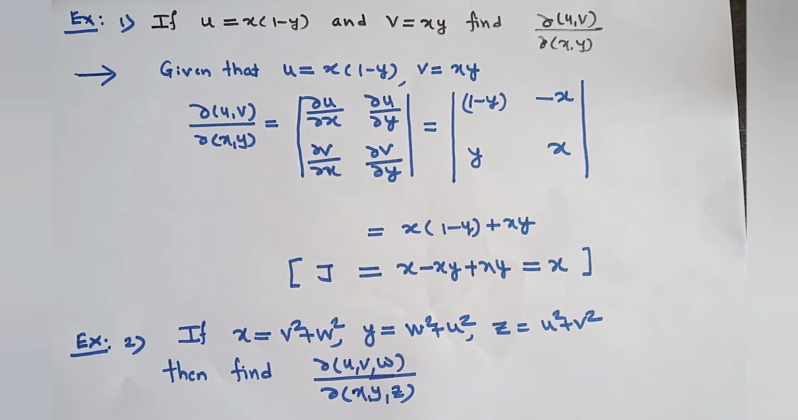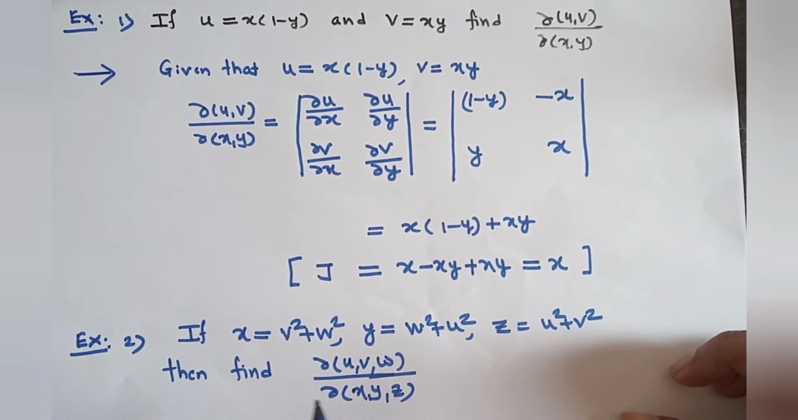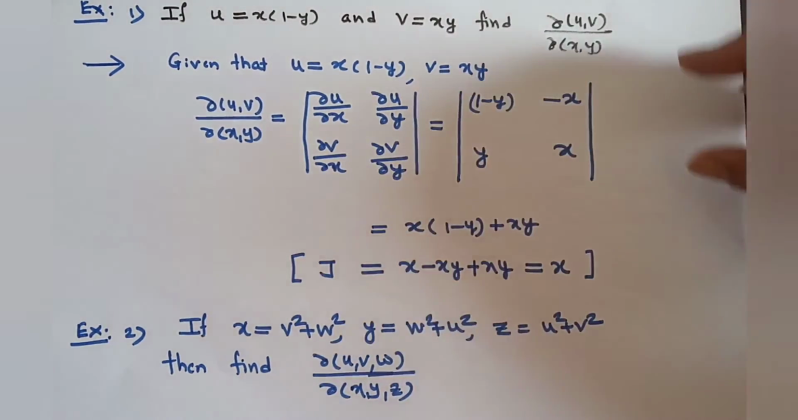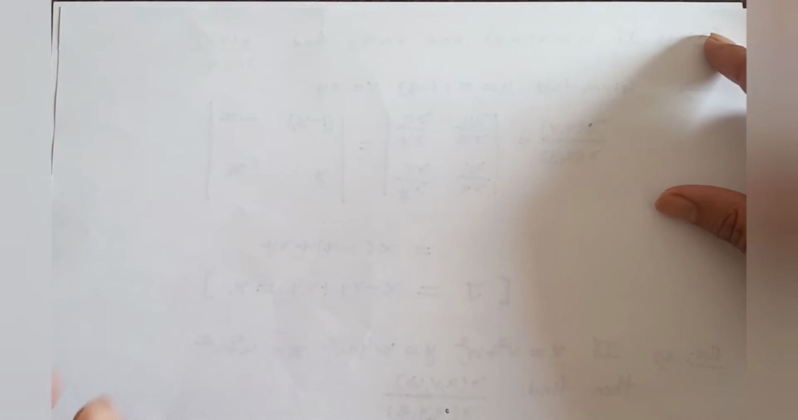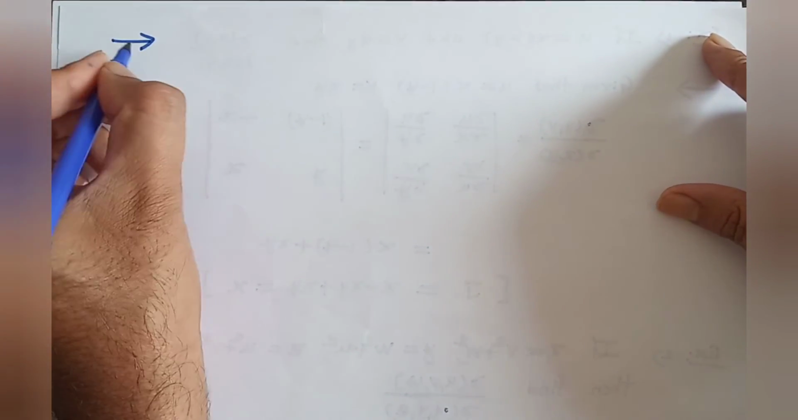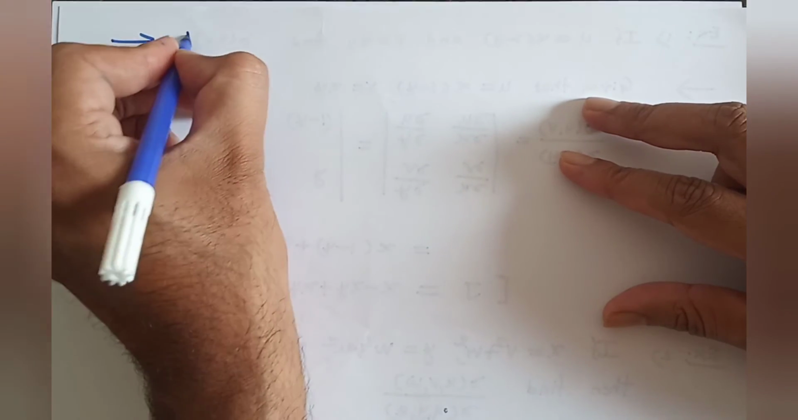Example: if x is equal to v square plus w square, y is equal to w square plus u square and z is equal to u square plus v square, then find the value of the Jacobian of u, v, w with respect to x, y and z. First of all, write this by using the definition.